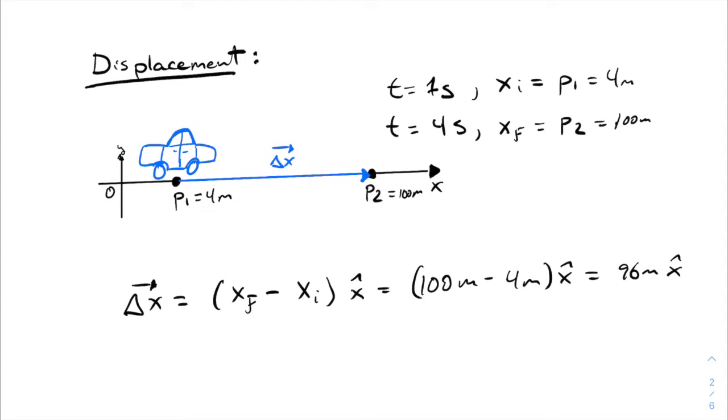Then mathematically, we can describe this vector as being the difference between the final position and the initial position, and because this is a vector, we need the unit vector indicating the direction. In this case, because this is a straight line and we choose the x-axis as being the direction of motion, our unit vector is going to be x hat. Therefore, with the numbers that we have in our example, we have 100 meters minus 4 meters in the x direction. Therefore, our displacement vector is going to be 96 meters in the x direction.